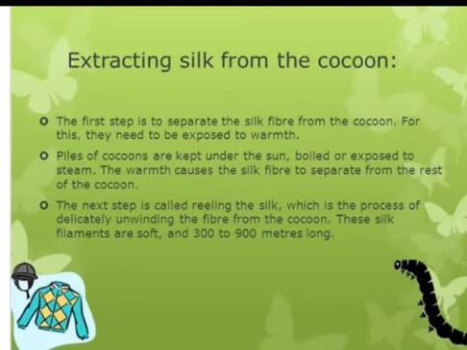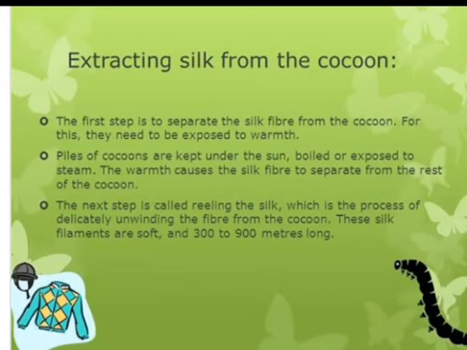Extracting silk from the cocoon. Now we'll talk about how silk is taken out from the cocoon. The first step is to separate the silk fiber from the cocoon. For this they need to be exposed to warmth. If we have to separate silk fiber from the cocoon, we have to give them warmth. Then only can we separate the silk fiber.